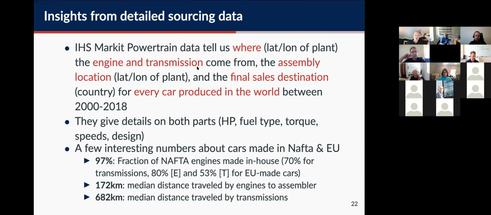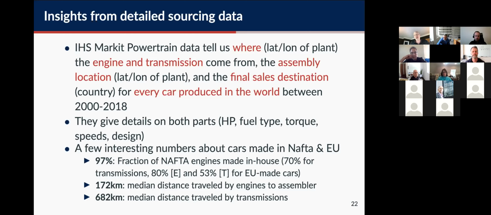So let me just give you a little bit of information on the data that we have. For every car that is assembled and sold anywhere in the world, we see where the car is assembled. We see the exact location of the assembly plant. We see the destination of final sale as a country. So we see what country it's going to.